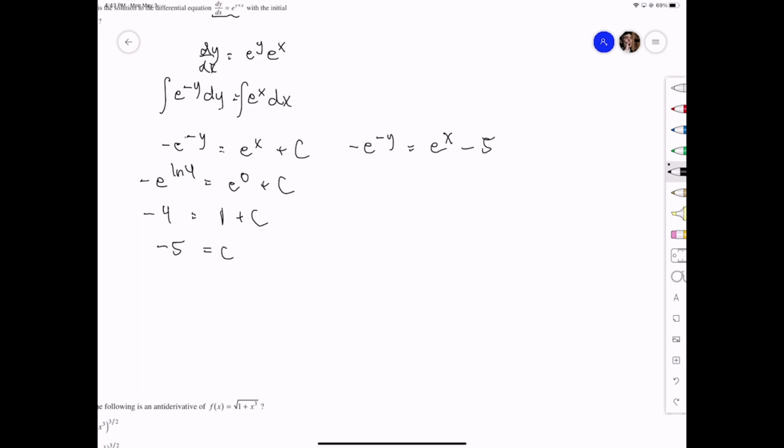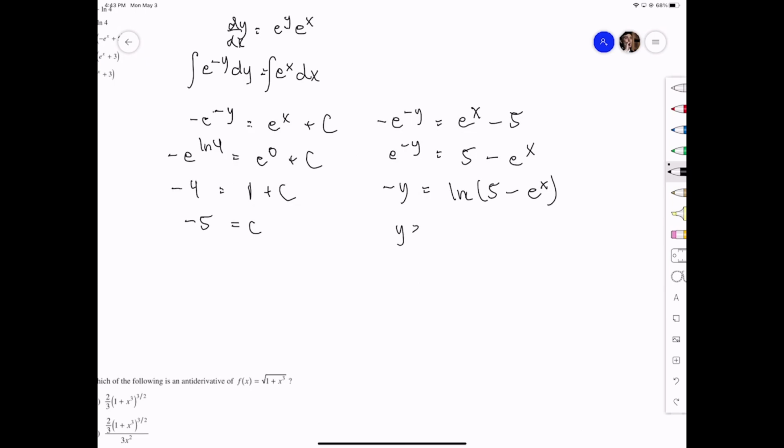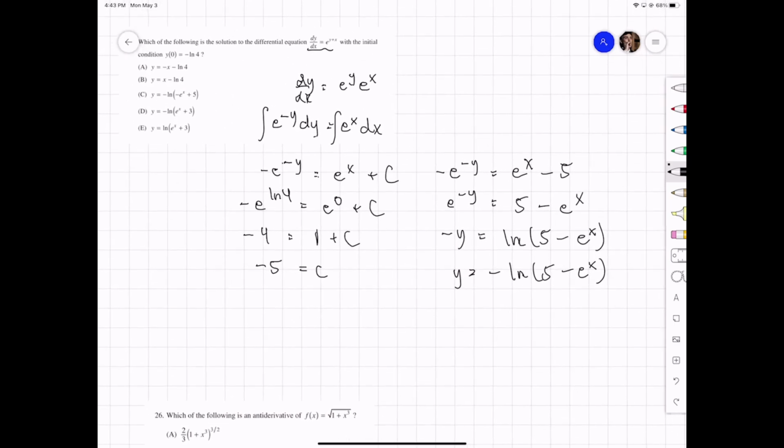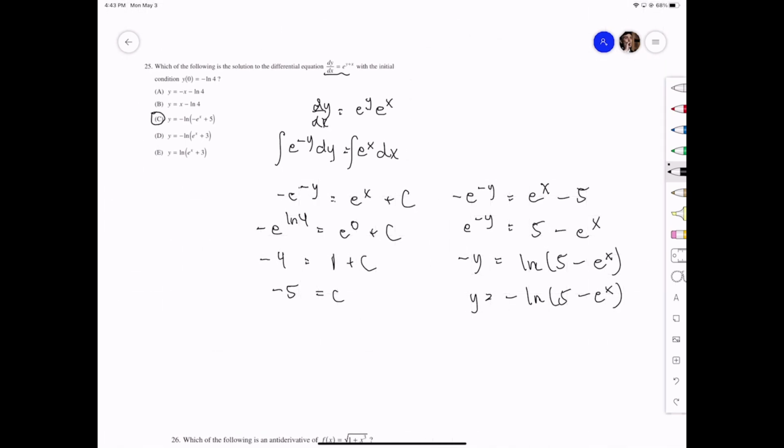So I think I'm just gonna get rid of this negative because I don't like it. So I'm gonna do 5 minus e to the x. So if you take the natural log of everything, you get negative y is equal to ln of 5 minus e to the x. So y is equal to negative ln of 5 minus e to the x. C, I think that's the answer. Yeah, I think so.